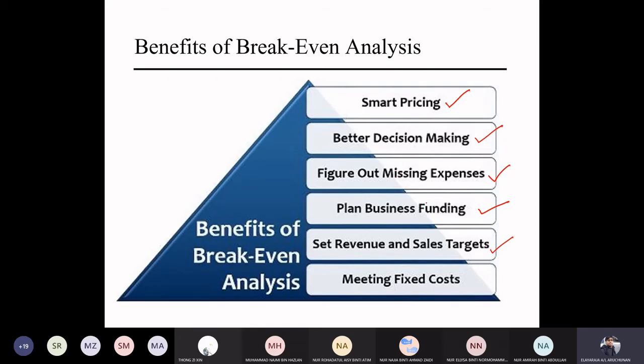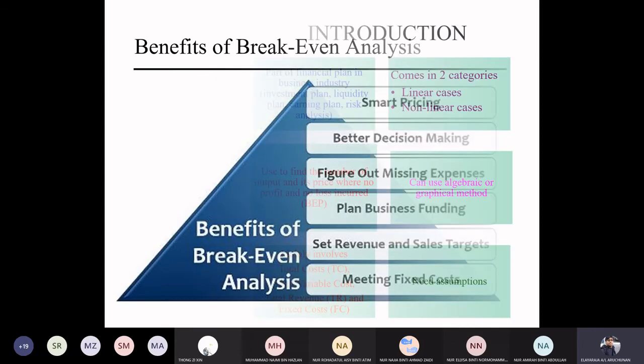Next, meeting the fixed cost. Meeting the fixed cost means you know the cost of the product that you are going to sell. Most of the businesses in trade fail because they don't know how to fix the price. Their prices always vary and are not the appropriate price they are supposed to set. In that sense, they lost their business. So meeting the fixed cost is one of the crucial parts of break-even analysis.